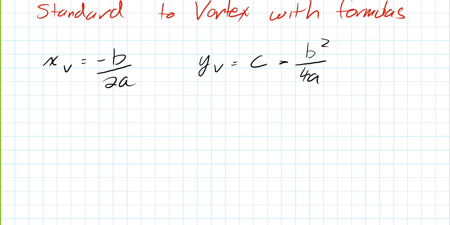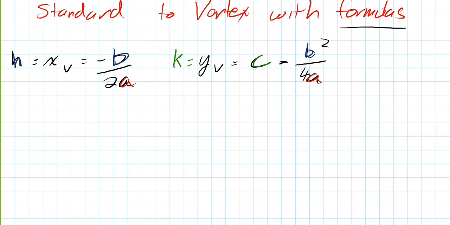We're going to use standard vertex form, but we're going to use formulas instead of completing the square. So the x value of the vertex, or the h value of vertex form, and I'm going to try to color code this here, there's that b and there's a, is negative b over 2a. And the y value of the vertex, which is also known as k in vertex form, is c subtract b squared over 4a.